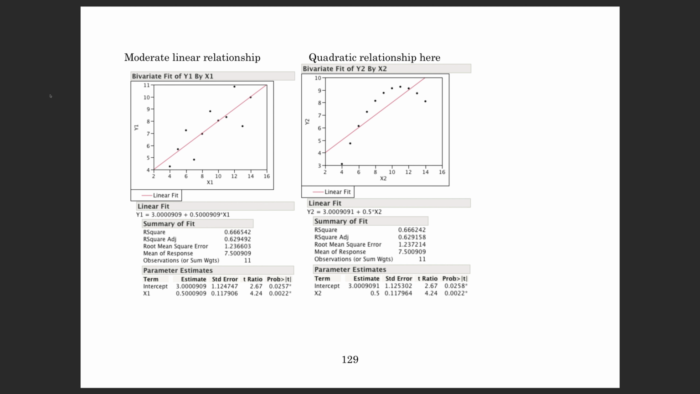But if we look at the fitted line for the left-hand side and the right-hand side, they both are y equals 3 plus a half x. They both have r squared is 0.666. They both have root mean square error, which is actually s, is 1.237. In other words, in both of these data sets, we get the same fitted line and we have the same variability left after we fit the line, and we have the same value of r squared.